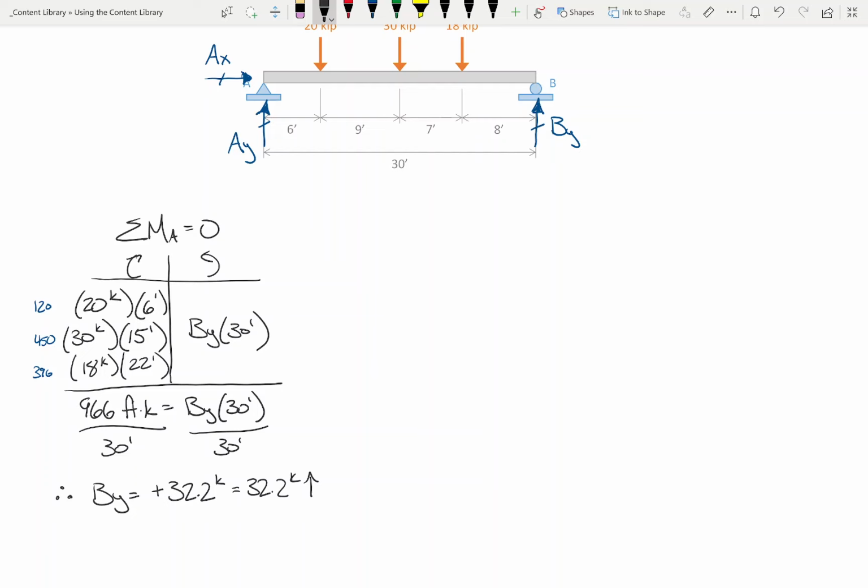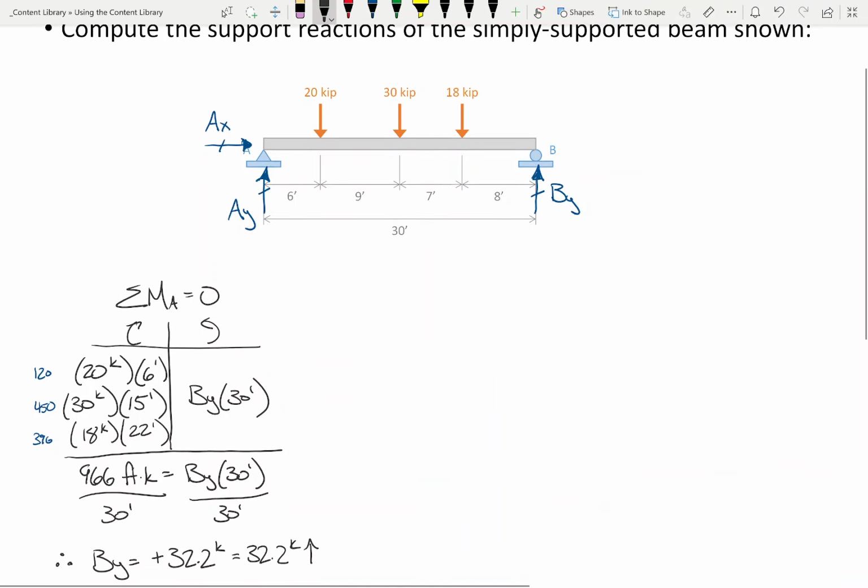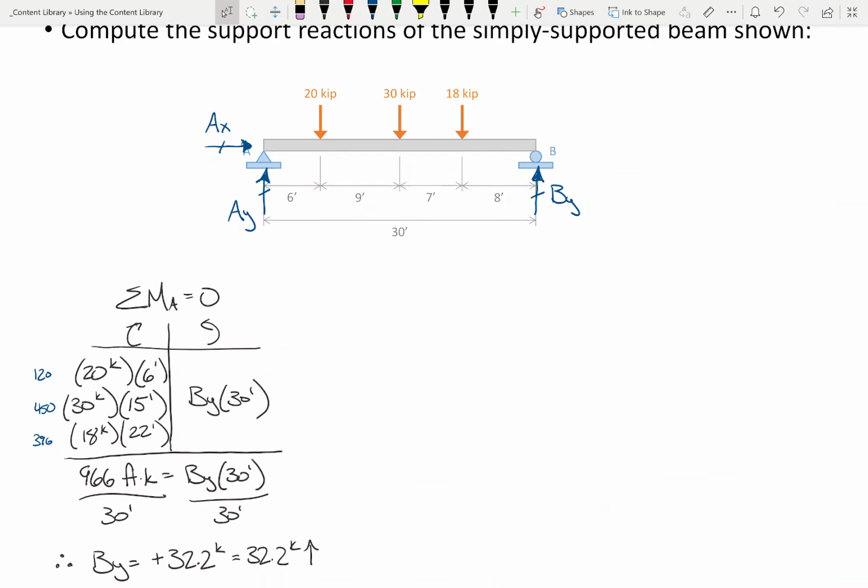So, to be honest, I really don't care that it's positive or negative, because positive or negative is a function of whatever assumption that you made. The truth is that the magnitude is 32.2 and the direction is up. Does that make sense? That is the answer, okay? Because that is the only way of describing it that is independent of whatever your initial assumption was. Make sense? All right, so far so good? Okay, so we have one of our reactions solved for. We know that by is 32.2 kips going up, okay?